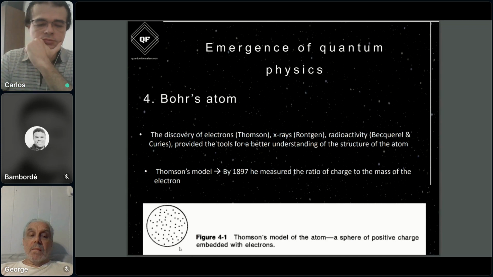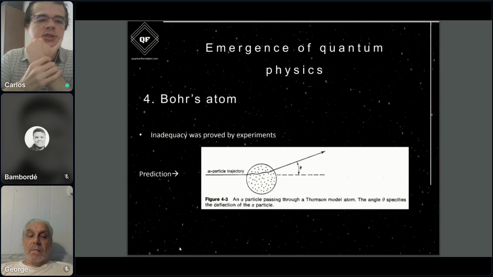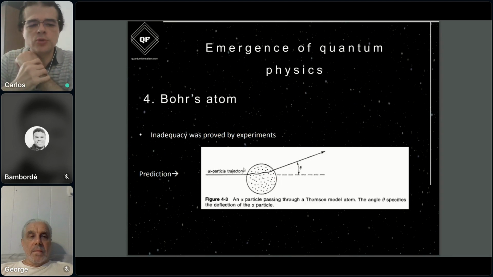And this shows some problems with experiments, because one of the predictions is what happens if you send, let's say, an alpha particle here. I think an alpha particle is something like the nucleus of the helium atom.